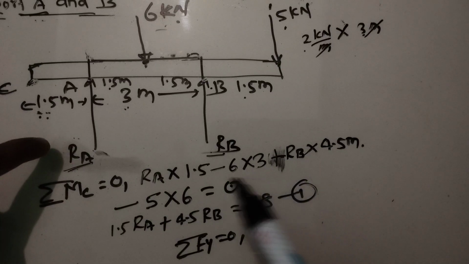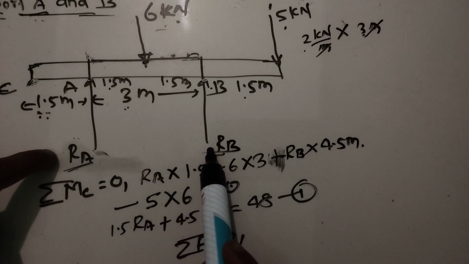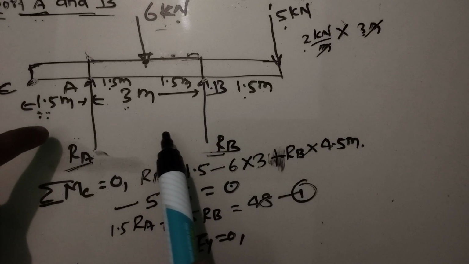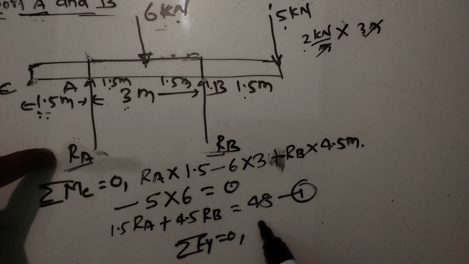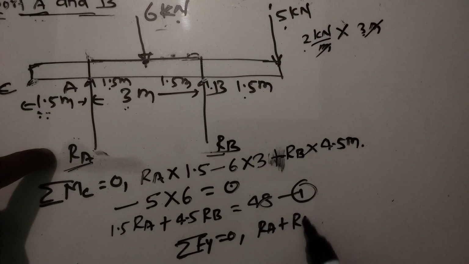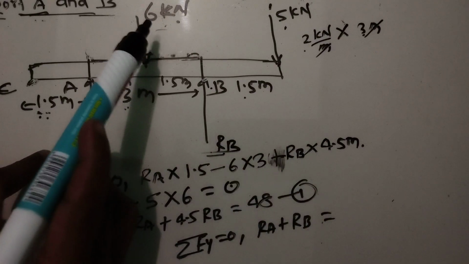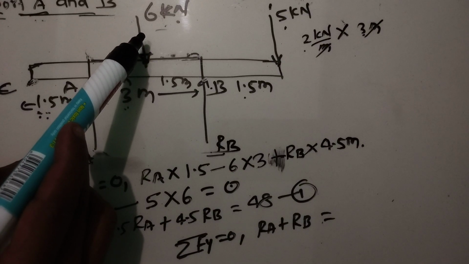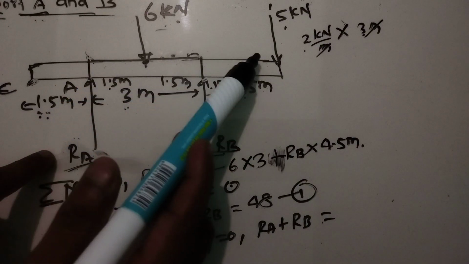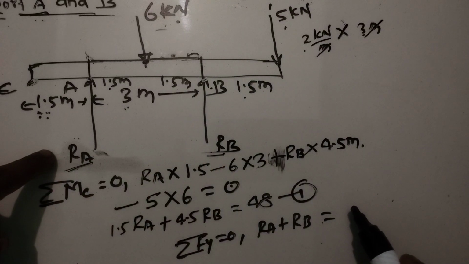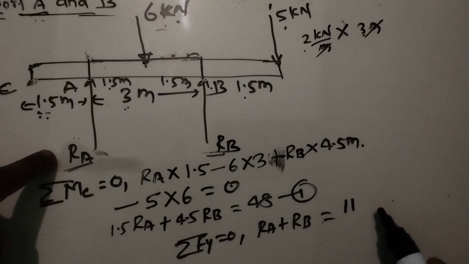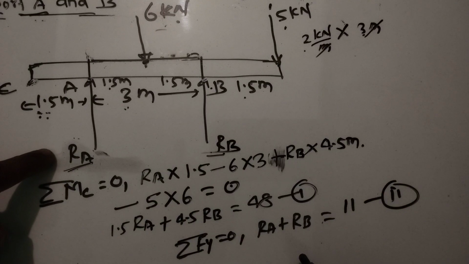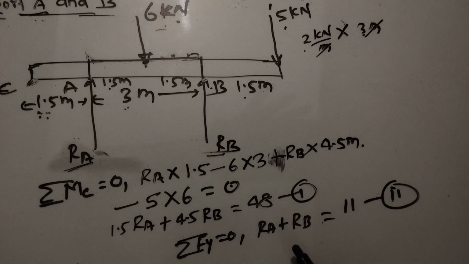Now we take summation of Fy equal to 0. Here RA and RB reactions are applied vertically upward. That's why they are positive: RA plus RB equals the forces applied vertically downward. That means 6 kilonewton plus 5 kilonewton, which will be 11 kilonewtons. And this is the second equation. We solve both equations.